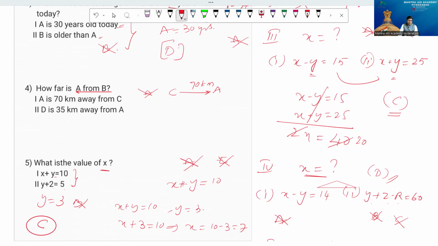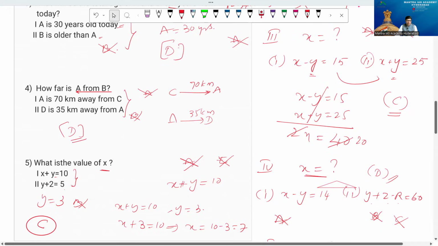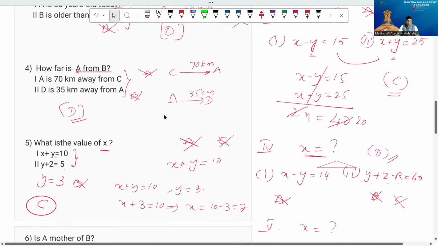That's why. Come to the point. D is 35 kilometers away from A. A to D is 35 kilometers. So this is also not the answer. Now combine, or you can say club, the two statements here. He mentioned the A and C gap and the A and D gap, but I don't know what the A and B gap is in this case. Even if you draw, it's impossible to get. So the answer is data is not sufficient. This also D, beta.